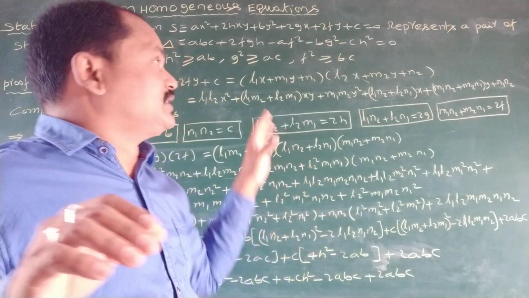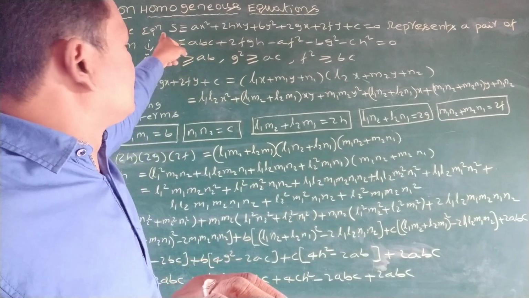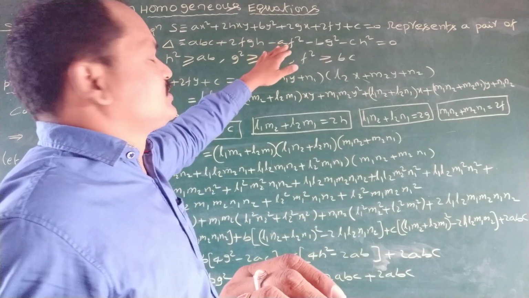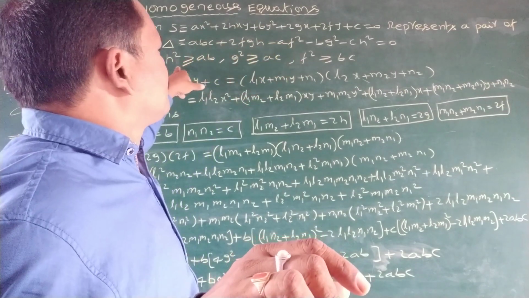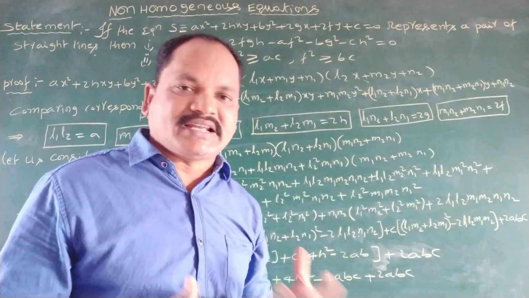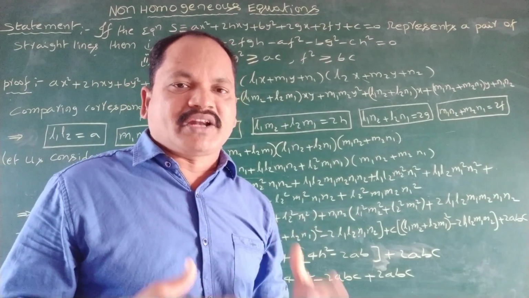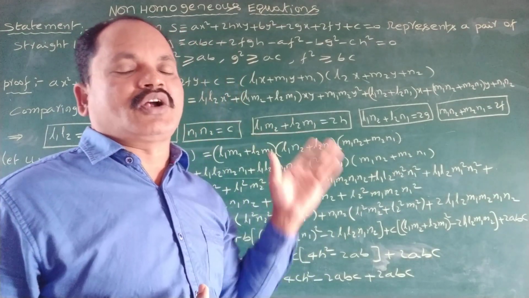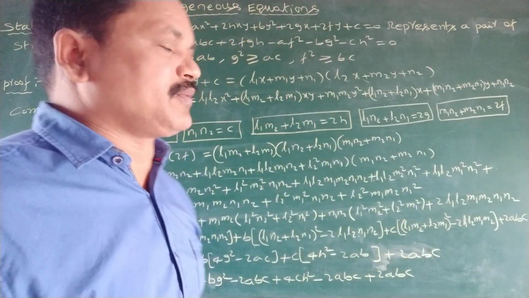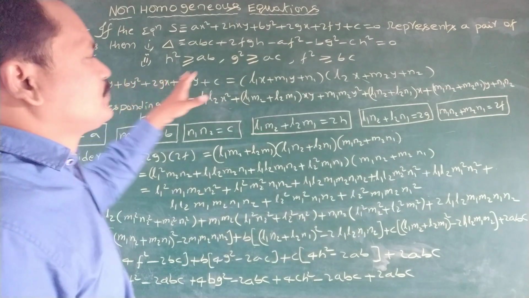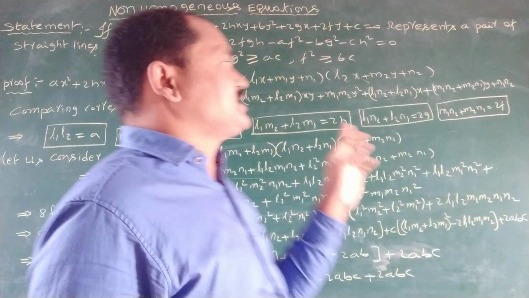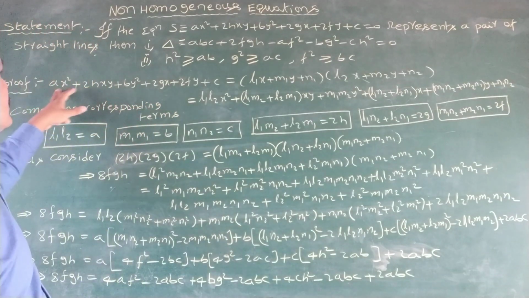Since the equation represents a pair of lines, it definitely satisfies delta is equal to 0 and also satisfies one of these three conditions. Then the equation represents a pair of lines. Otherwise, the equation does not represent a pair of lines. Now we have to prove this. So observe, this is a non-homogeneous equation.